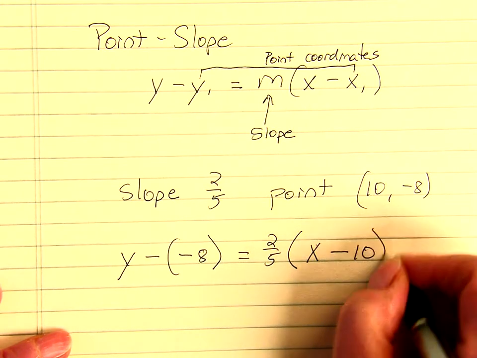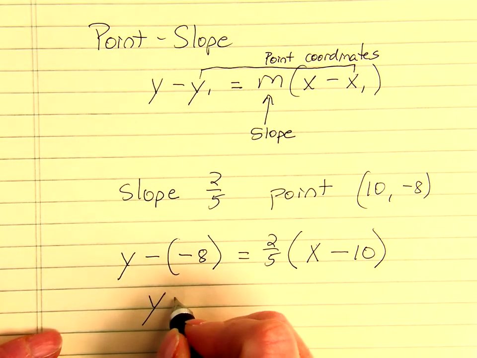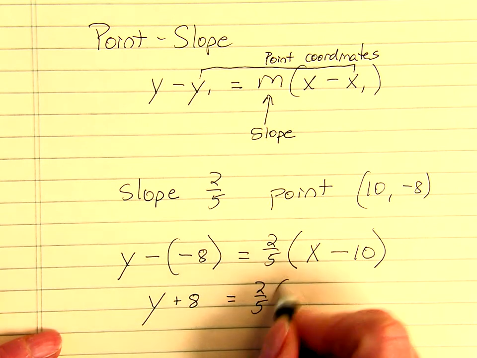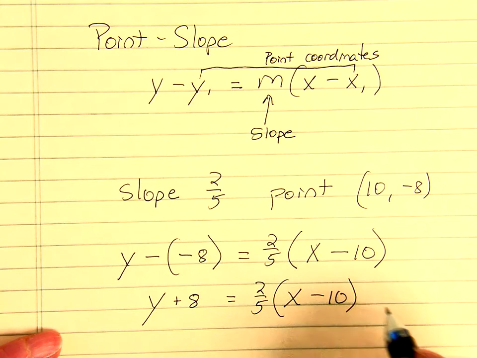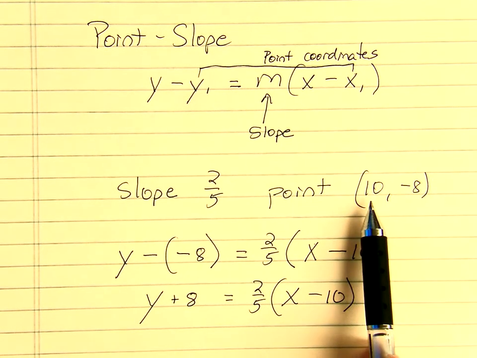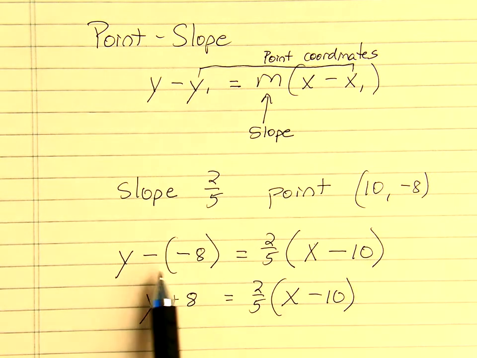Now, please note that what happens here is that this is just going to be y plus 8 equals 2/5 times x minus 10. So make a note that you're subtracting your positive coordinates, and you are adding your negative ones, and it's because of the double negative going on here. So just understand that that is happening.